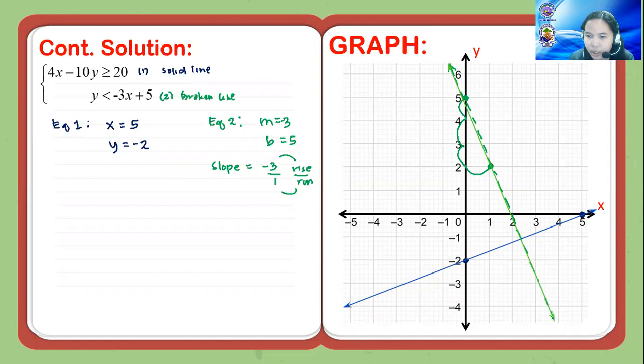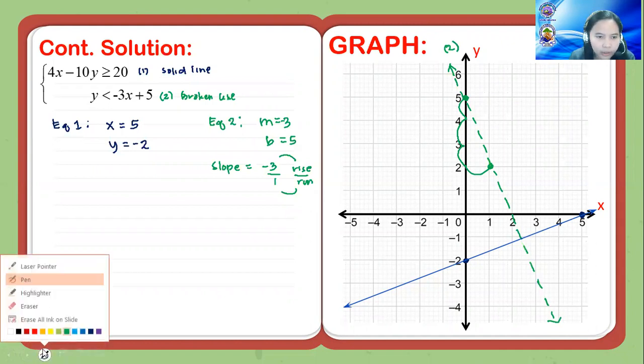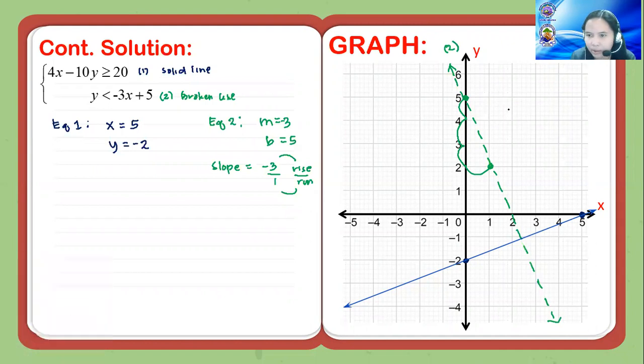So as you can see, class, we have now two plane dividers. This is the first plane divider. This is the second. And the blue one is the first plane divider. Now, let's determine where the shaded part is. Okay? So, this will be the last step.